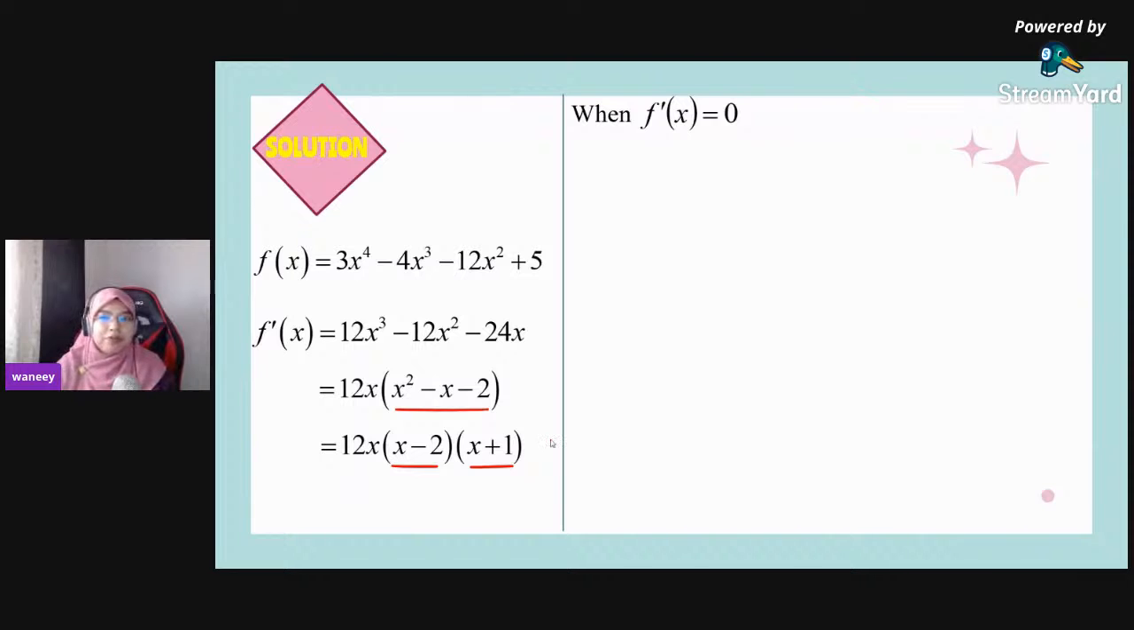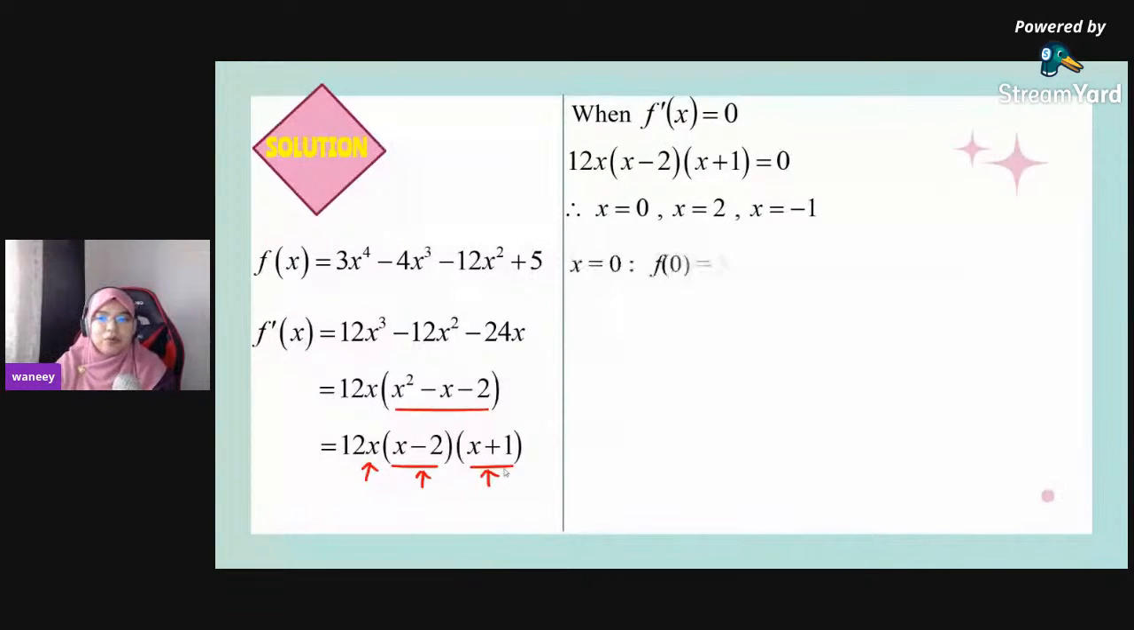So when f prime of x equal to 0, let's see how many values. One here, one here, one there. Okay, so x equal to 0, x equal to 2, and x equal to negative 1. Then we want to find the points. When x equal to 0, simply go back to f(x) and substitute x equal to 0. So we are going to get 5. So the point for this one is (0, 5).